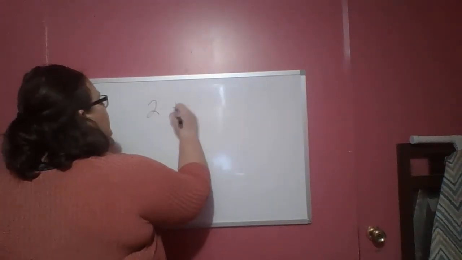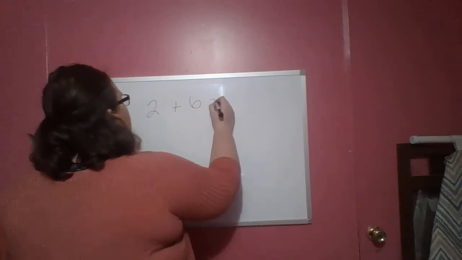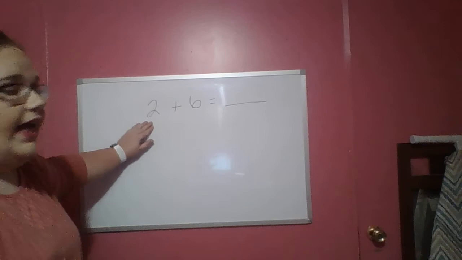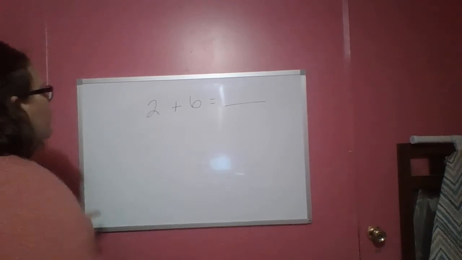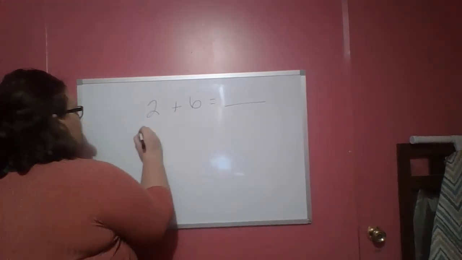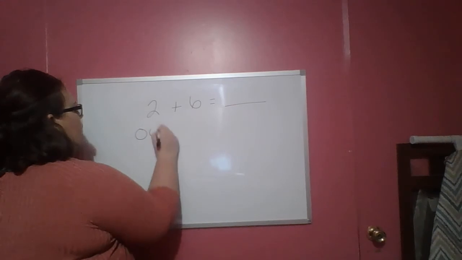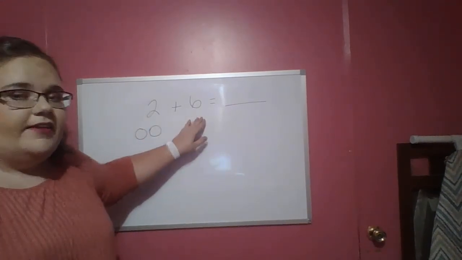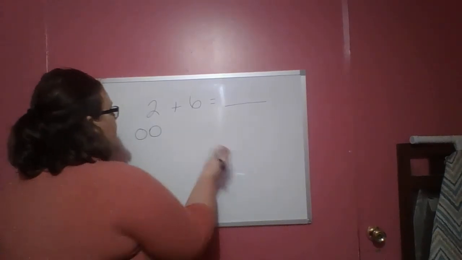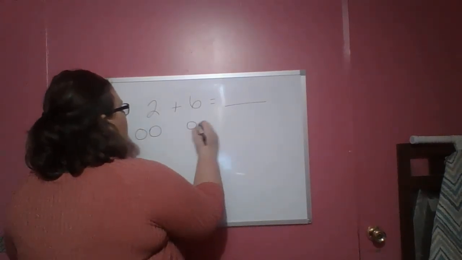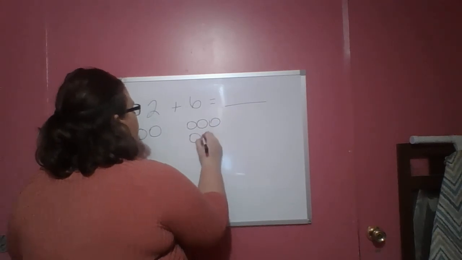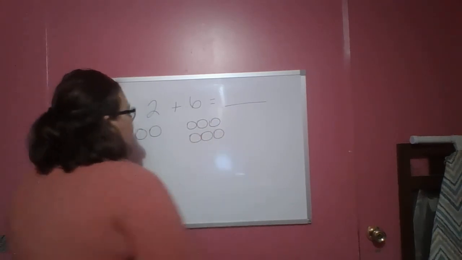2 plus 6 equals blank. The first number we have is the number 2. So I'm going to draw 2 circles. 1, 2. The next number we have is the number 6. So count with me while I draw 6 circles. 1, 2, 3, 4, 5, 6.